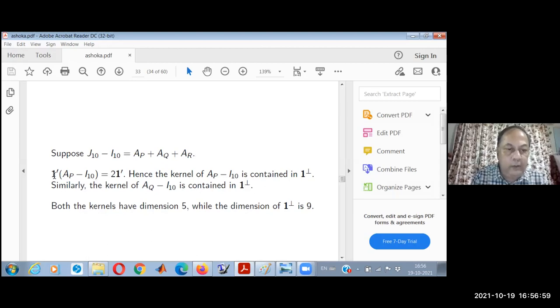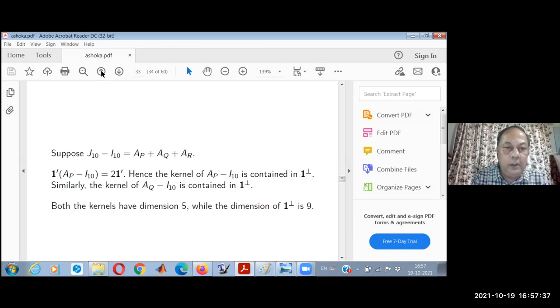So if you take the vector of all ones, which I denote by bold 1, and pre-multiply AP minus I10, where AP is the Petersen graph: because the Petersen graph is a regular graph with degree 3, if you subtract I then all rows have sum 2. So 1 transpose times this is 2 times 1 transpose. So the kernel of AP minus I10 is perpendicular to the all 1 vector. That is one observation from here. Similarly, the kernel of AQ minus I10 is perpendicular to the all 1 vector. And both the kernels have dimension 5.